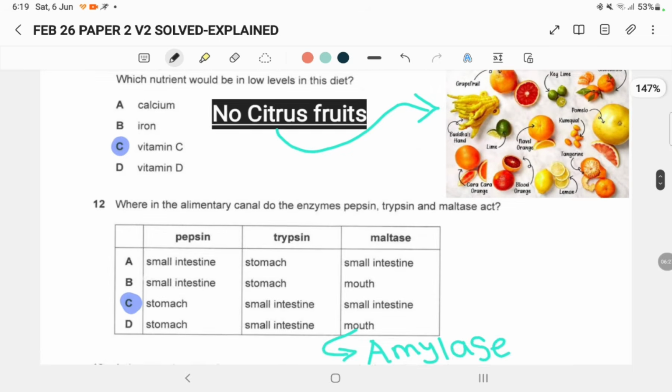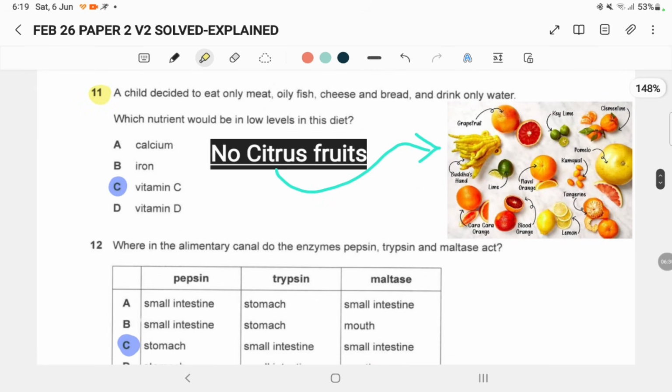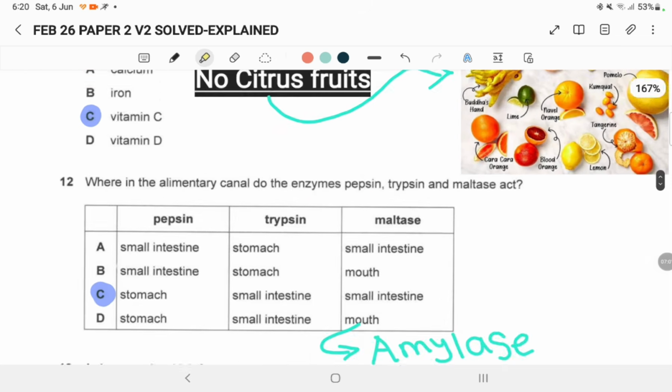Question number 11. He told you a child decided to eat only meat, fish, cheese, bread, and drink only water. Which nutrient would be in low levels in this diet? Of course, vitamin C. As you can see, the child did not decide to eat any citrus fruits or any vitamin C providing food, for example oranges, lemons, grapefruit, as mentioned here in the image on the right side of question number 11. So basically the answer will be vitamin C.